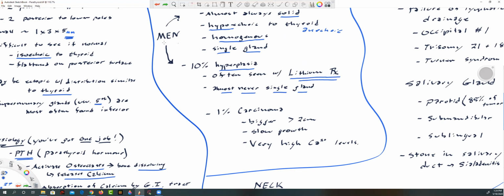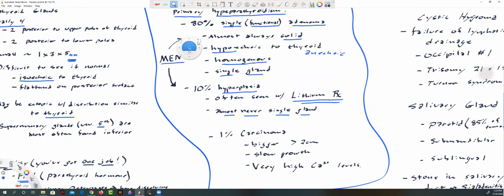Oh, and men are always the problem. No, that's actually multiple endocrine neoplasia, which can cause both adenomas of the parathyroid, not to mention the thyroid, not to mention the adrenals and all that. And then also it can cause hyperplasia as well. That's multiple endocrine neoplasia.